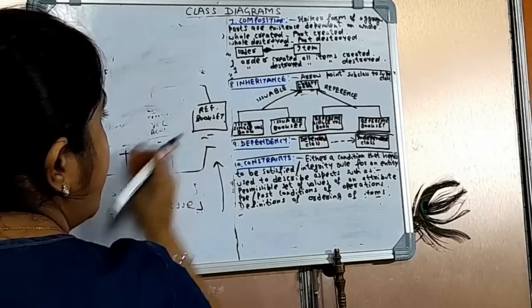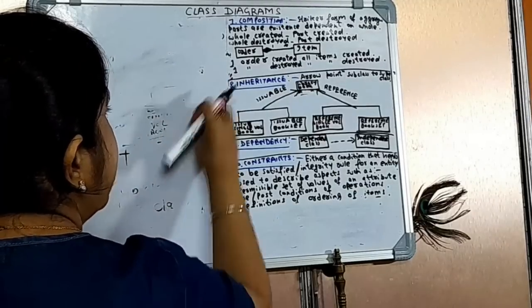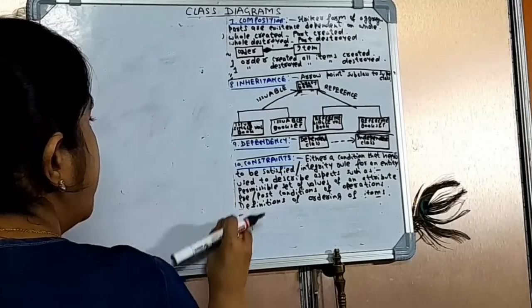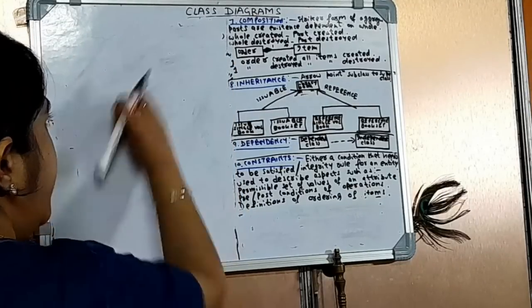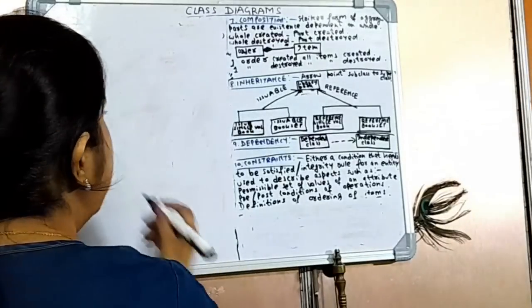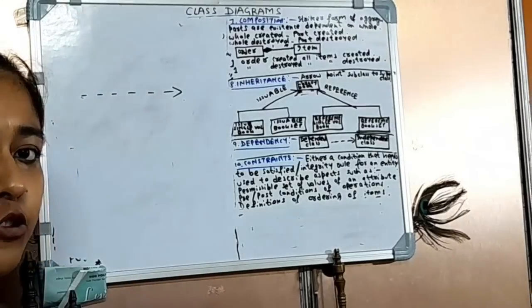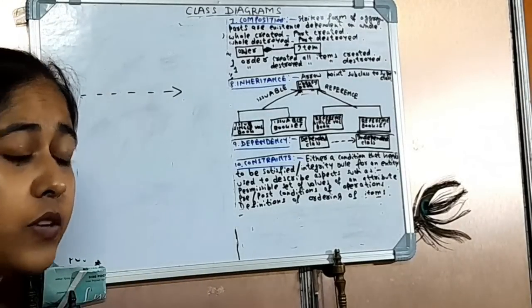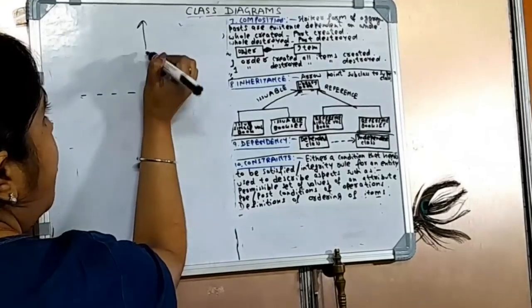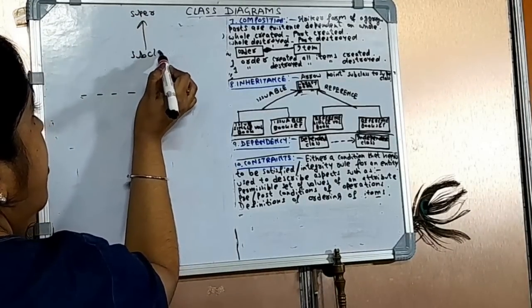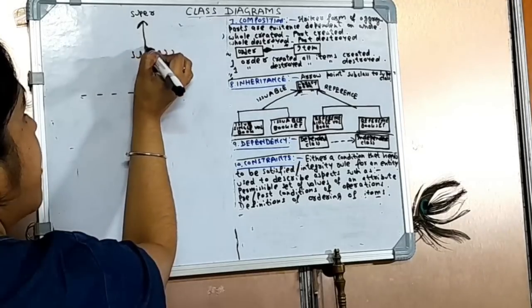Now next we are going to talk about the dependency relation. In dependency, you can see here, that is a dependent class. Here we denote it with the help of a dotted arrow. In inheritance it was a full arrow. Here will be the superclass, here will be the subclass. So this is the case of inheritance.